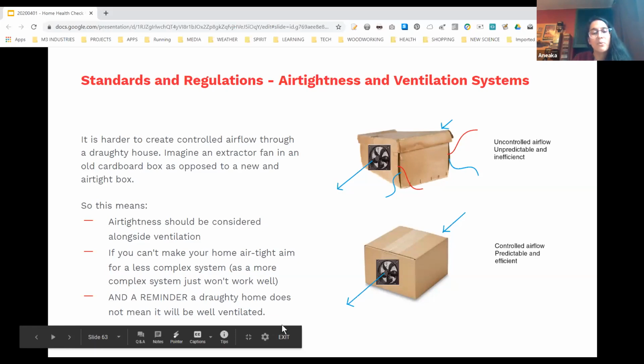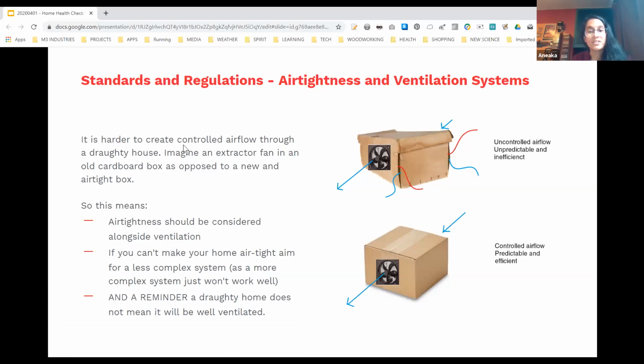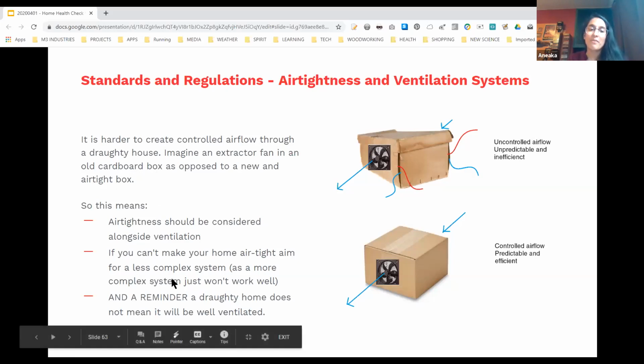And the point is, if it's impossible to make your home very airtight, like the home that I live in, a big old house built in the 1850s or so with lots of different parts, that would be a real pain to make airtight. Therefore, we probably wouldn't go for an incredibly expensive, complex ventilation system, because it just wouldn't work very well.